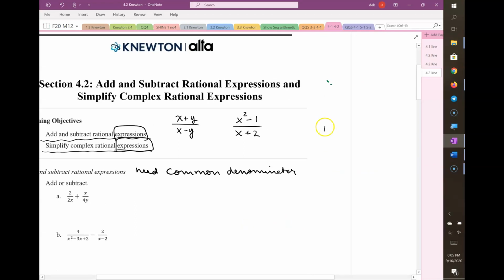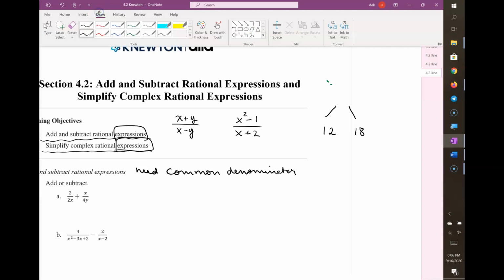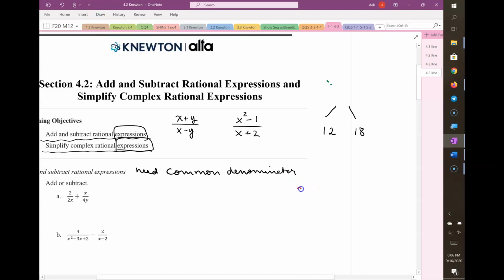If I have two numbers like 12 and 18, the least common denominator, or lowest common denominator, smallest common denominator, all those mean the same thing, is going to be the smallest number that both of these numbers divide into evenly. Well, there's a way to figure that out, and it involves factoring the two numbers. So 12 is 2 times 6, which is 2 times 2 times 3. 18 is 2 times 9, which is 2 times 3 times 3.